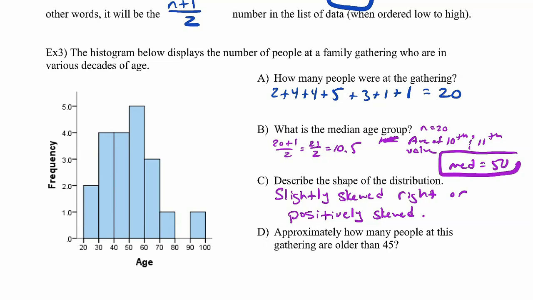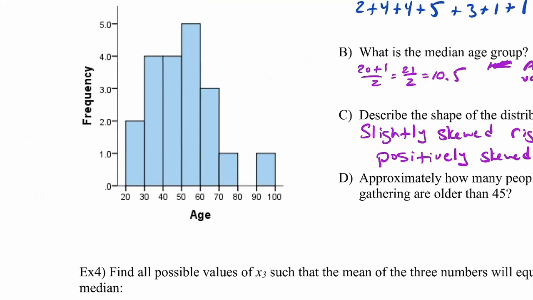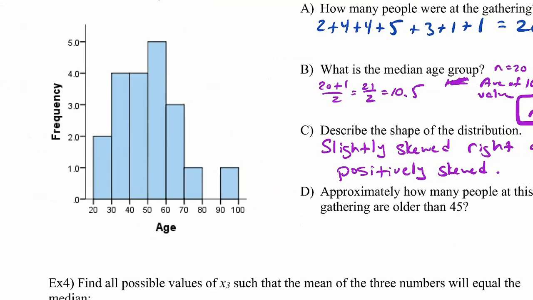Now, if I asked how many people were older than 50, that wouldn't be too bad. I would cut this off and count all these people. If I asked how many people were older than 40, I would be counting all these. But here, I'm asking about 45, which isn't actually a well-defined number down here. So this is about using a graph to do some approximations.